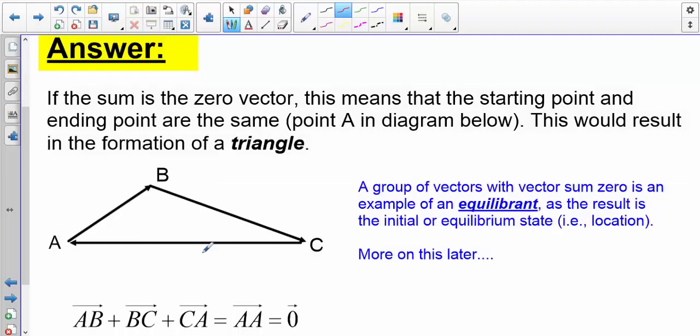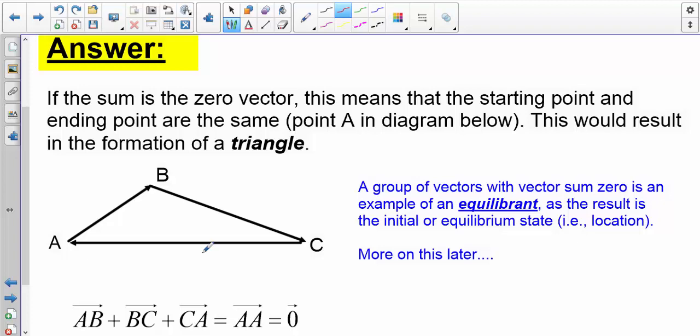So essentially, here's the answer. Hopefully you drew a triangle. Because if you think about it, if you took 3 vectors and added them together and wound up with the 0 vector, you wound up back at your beginning or back at your starting point. So 3 vectors that add up to the 0 vector create a triangle.